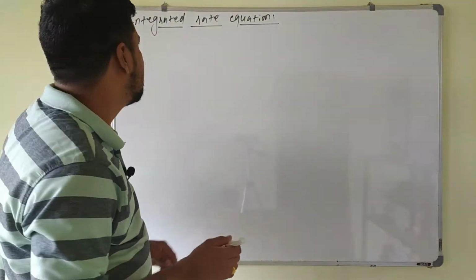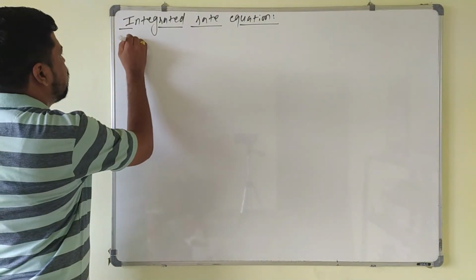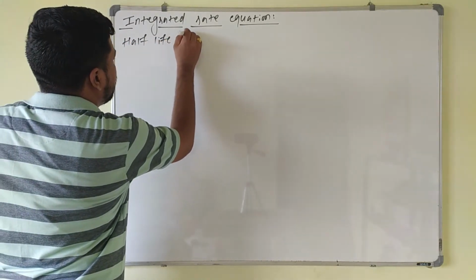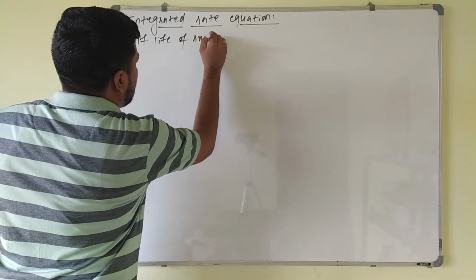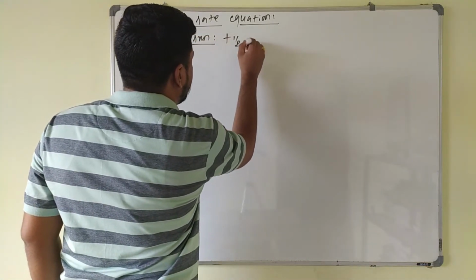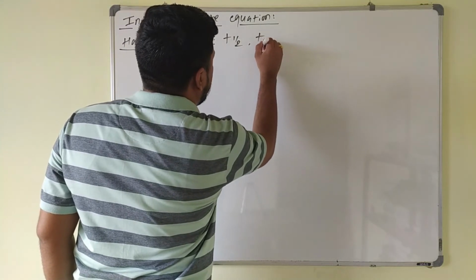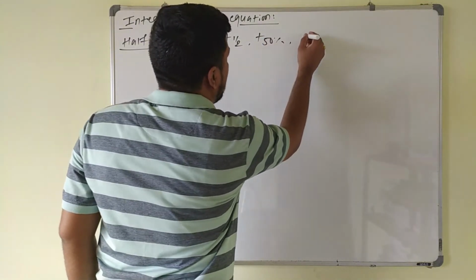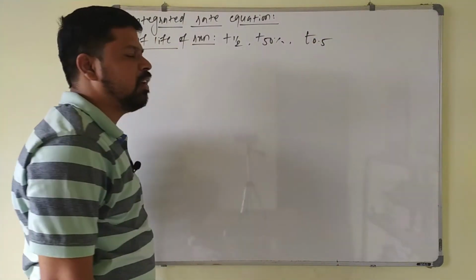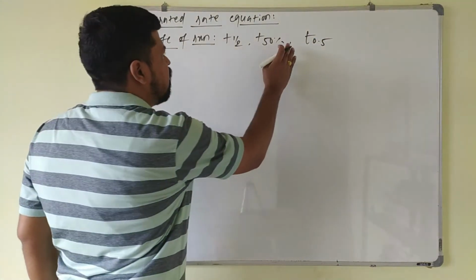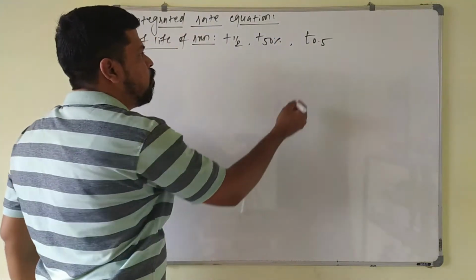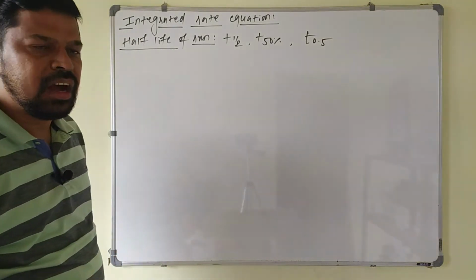So the next point is half-life of a reaction. It is indicated by T half, or T 50%, or it can be written as T 0.5 also. So these are the different symbols we use for the half-life of the reaction: T 50% or T 0.5, or you can write it as T half.